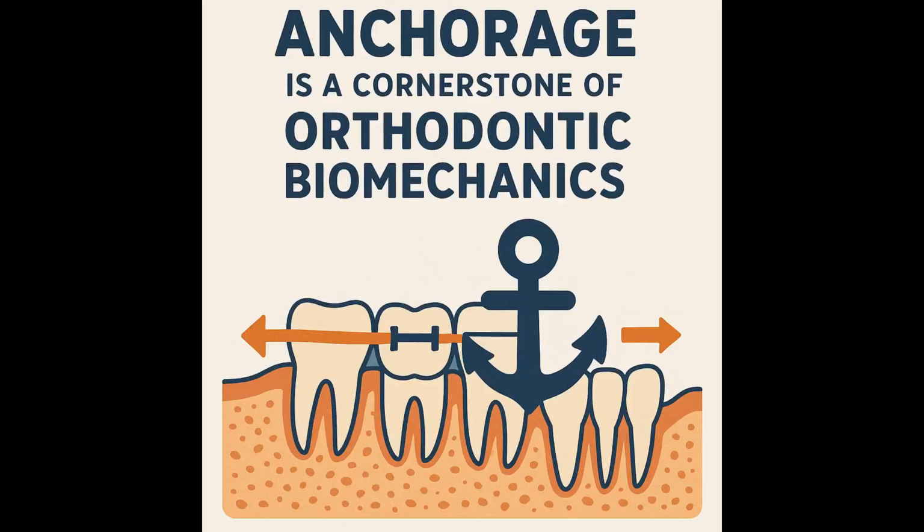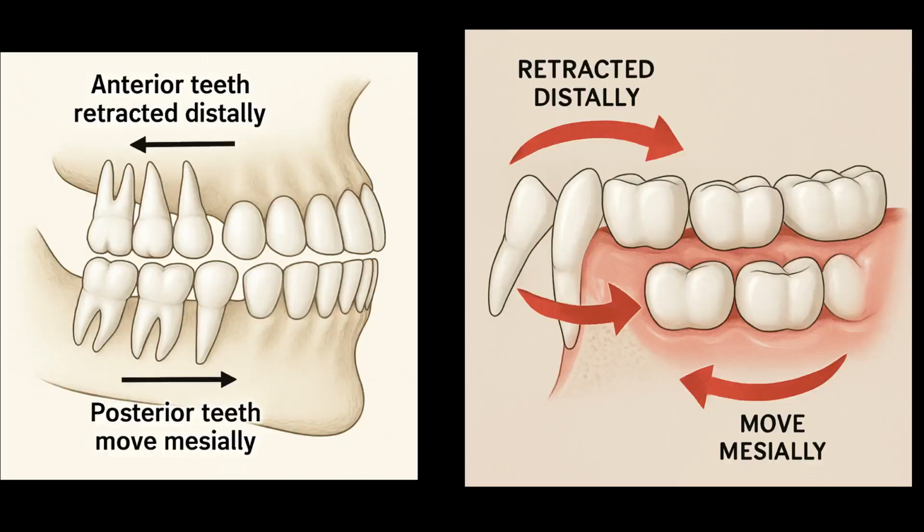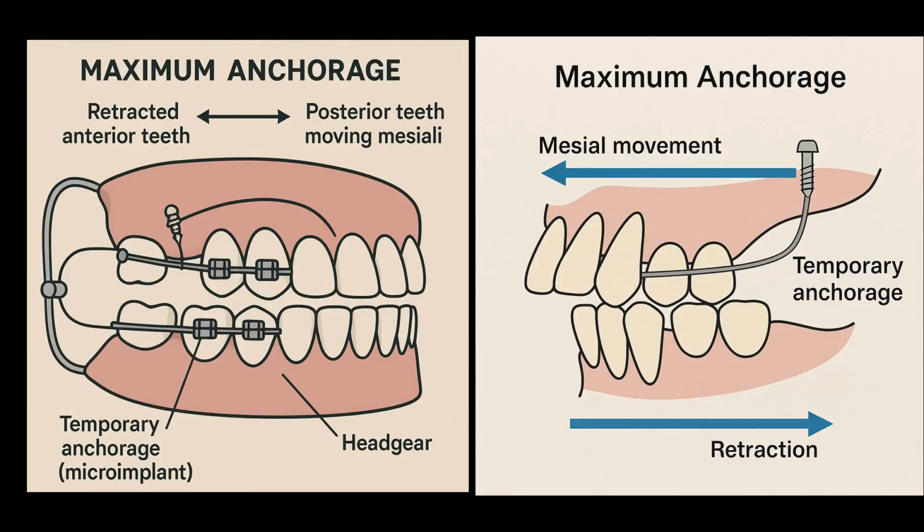Anchorage is a cornerstone of orthodontic biomechanics. According to Newton's third law, every action force is accompanied by an equal and opposite reaction. Therefore, when anterior teeth are retracted distally, the posterior teeth tend to move mesially. Maximum anchorage requires that most of the extraction space be closed by retracting the anterior teeth. This often necessitates auxiliary support such as headgear, transpalatal arches, or increasingly, temporary anchorage devices, also called microimplants.